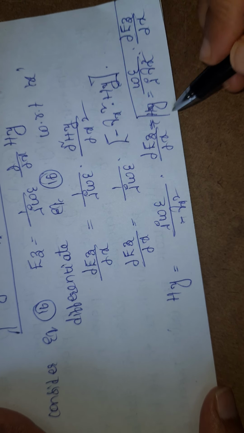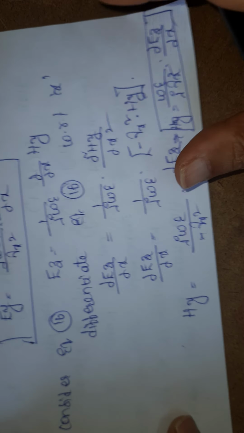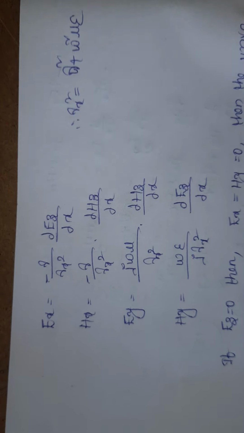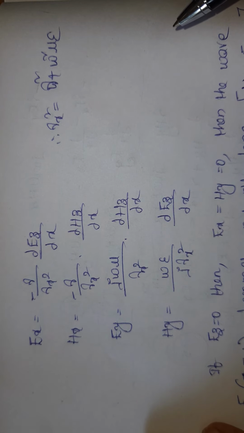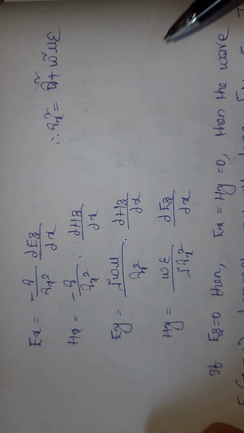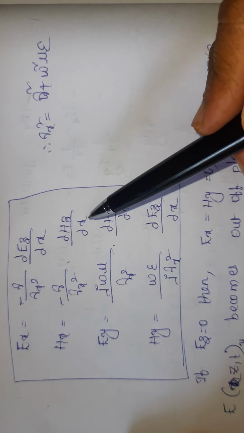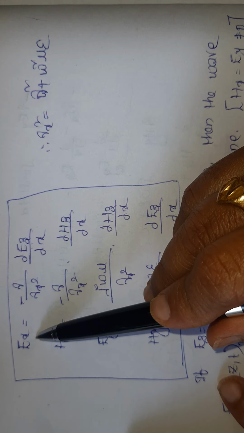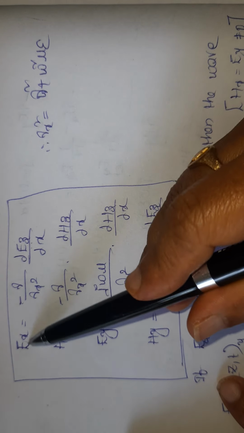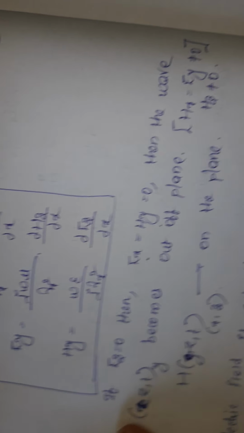So we got 4 field component expressions: Ex, Ey, Hx, Hy. So these are the 4 field components Ex, Ey, Hx, Hy. We have derived 4 field components for parallel plate waveguide. Now, if I substitute Ez equal to 0, Ez equal to 0 means here and here, Ex will become 0, Hy will become 0. Ex and Hy will become 0.